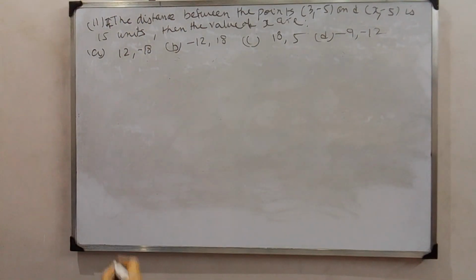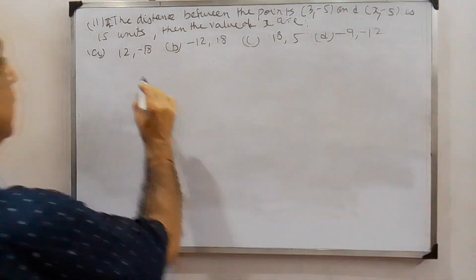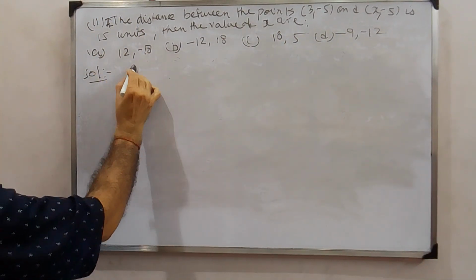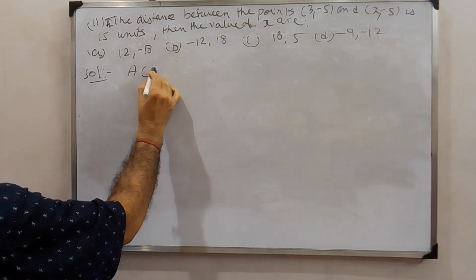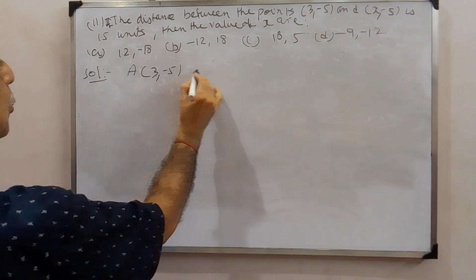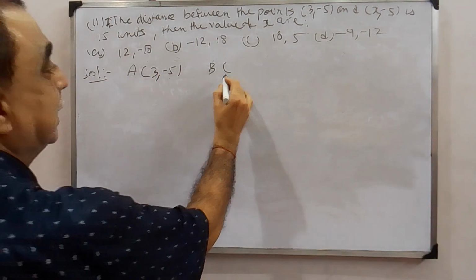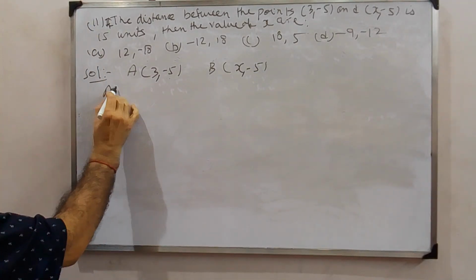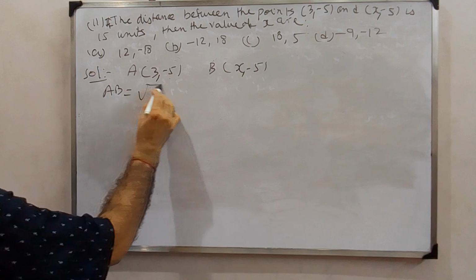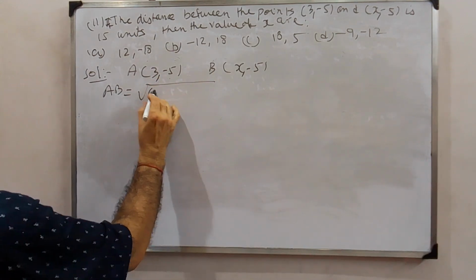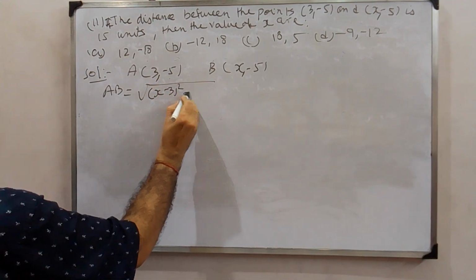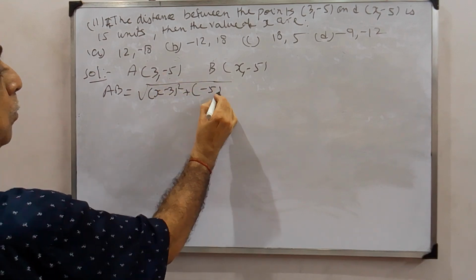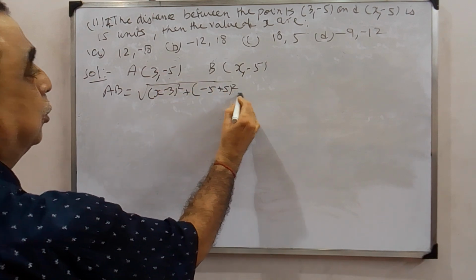Now see here, the distance between these two points is 15 units. Now see how we will do it. The first point I am taking as A (3, -5), and the second point as B (x, -5). So what is the length of AB? The AB length is the square root of the difference of the x coordinates, (x - 3) whole square, plus the difference of the y coordinates, -5 minus of -5 becomes plus 5, whole square.